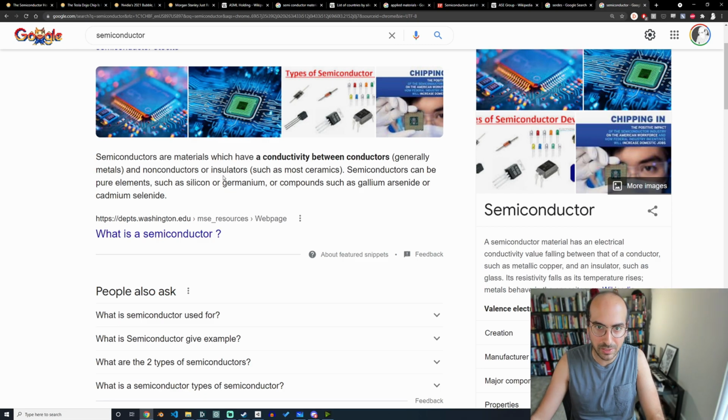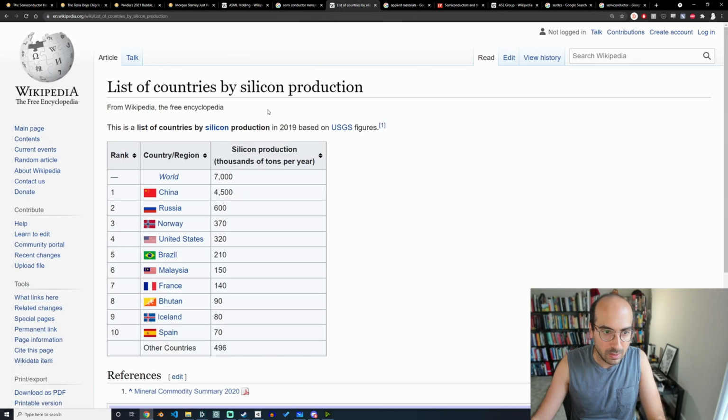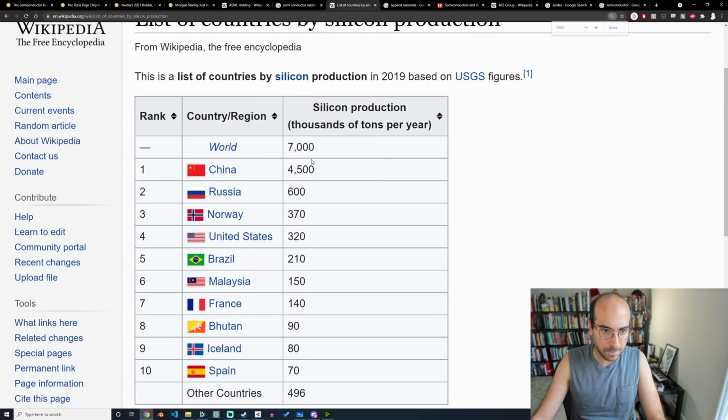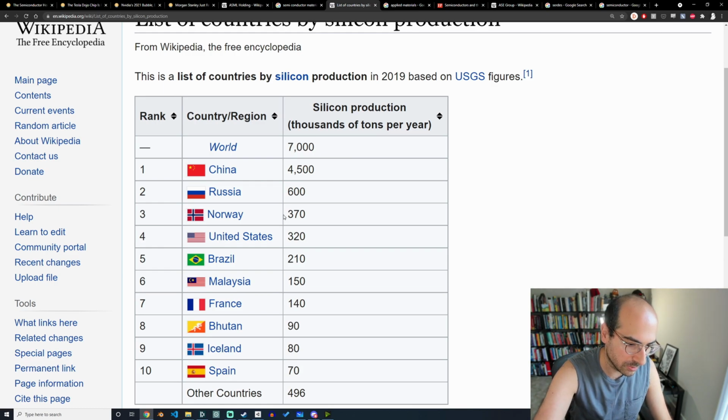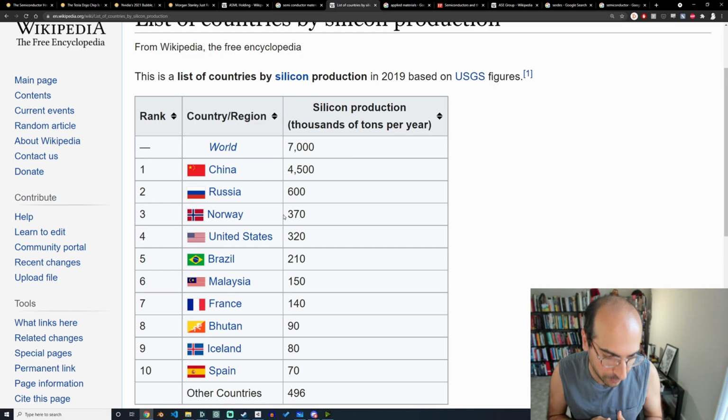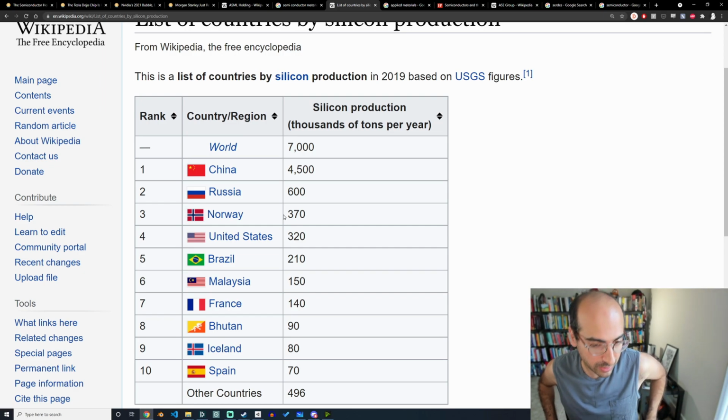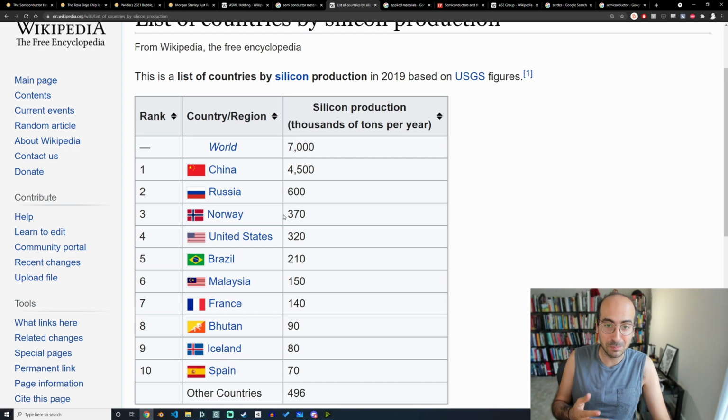If you were to look at silicon deposits in the world, you can see that about 7,000 tons are produced in the world every year, and more than half of that is in China. Then you have 600 tons in Russia, and there's Norway, but you can see how this is a long tail. And so this is a tension point. You have something like computers, which everyone needs in the world. It's extremely unlikely that we'll stop using computers anytime soon. But most of the supply is in the hands of a single country.